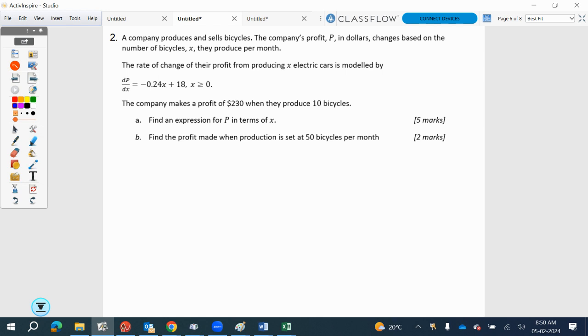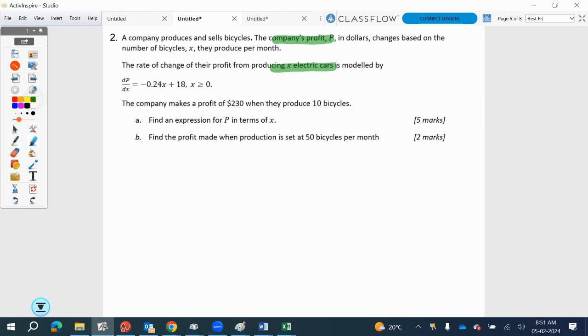What does the function P describe? The original function, what is it talking about? The amount of profit. So here in the question, the company's profit P, that's not this function. This is the derivative. This is the rate at which the profit is changing. What does x represent? x represents the number of electric cars. So the company makes 230 profit when they produce 10 bicycles.